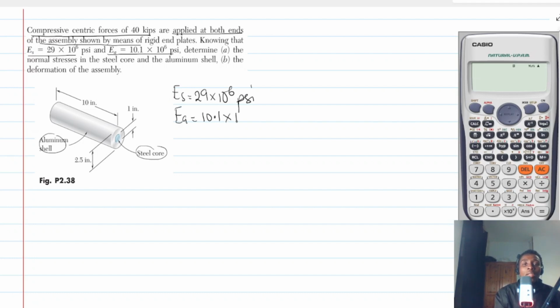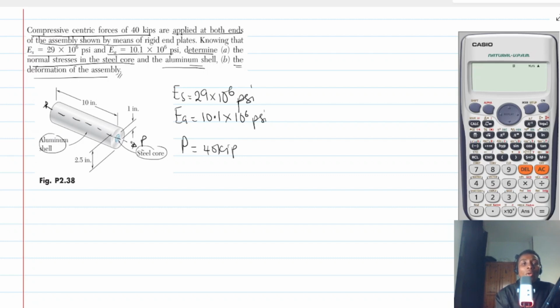All right. Now the question is saying that we should determine the normal stresses in the core, so the steel core, and the aluminum shell, and then the deformation of the assembly. All right. So when we say compressive centric forces, it means that the load is passing through the center, something like this.